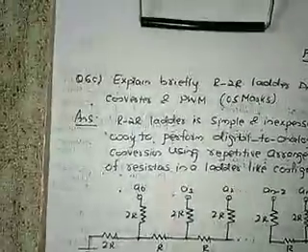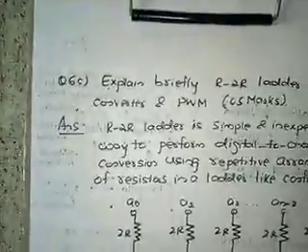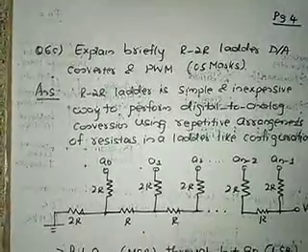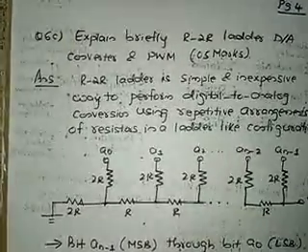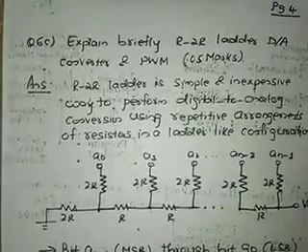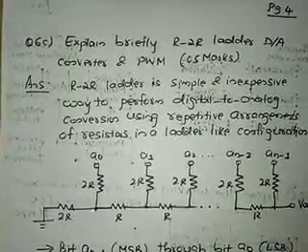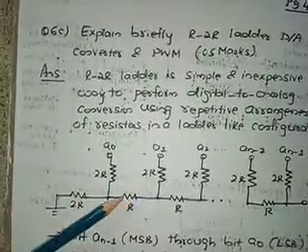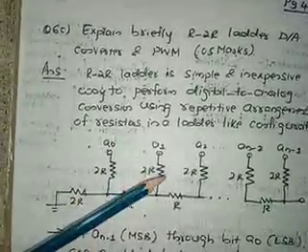Question number 6C. Explain briefly R2R ladder DAC, R2R ladder D2A converter and PWM. The name itself indicates it is R2R ladder. It means the resistors R and 2R are employed here.